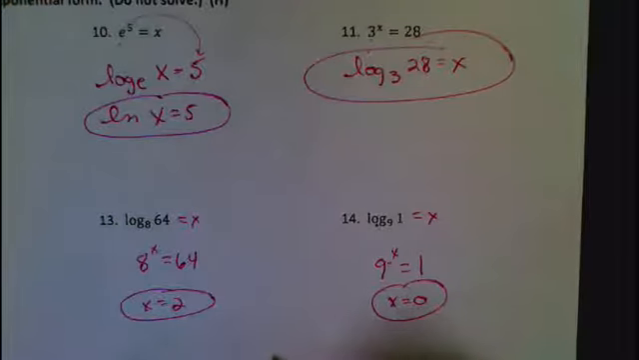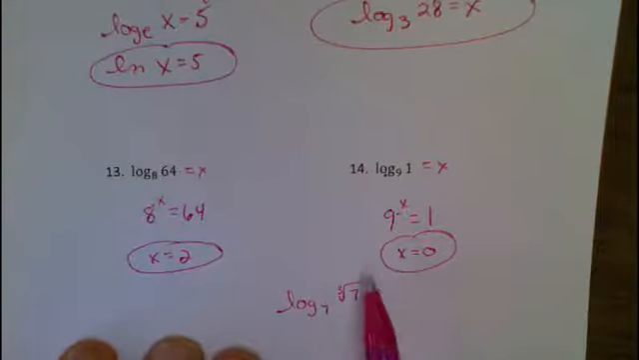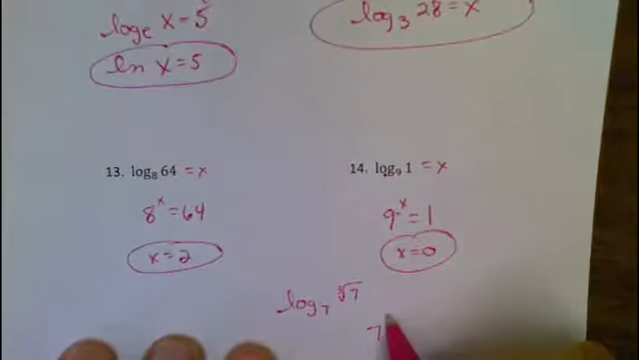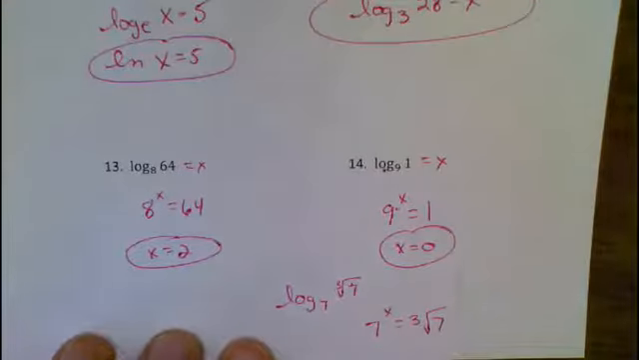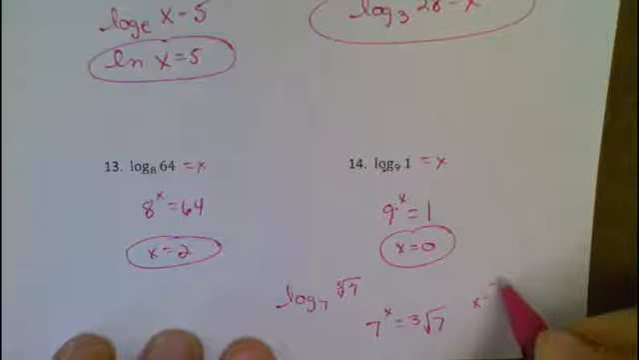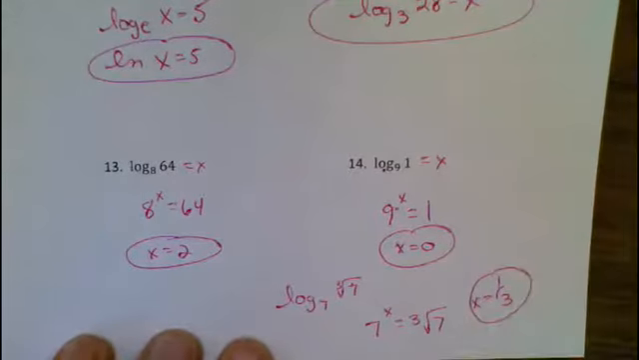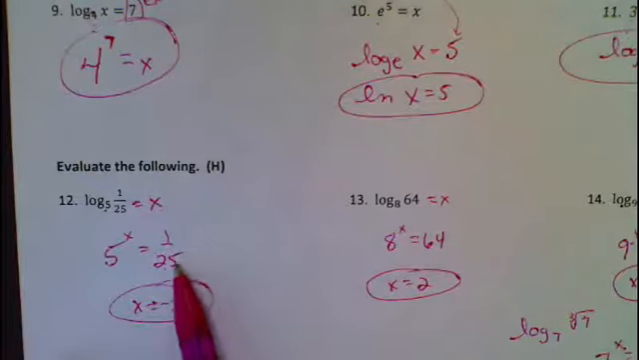Now I could do something like log base 7 of the square root of 7, or the cubed root of 7. Log base 7 of the cubed root of 7, you're saying 7 raised to what power gives me the cubed root of 7? Well, 7 to the 1/3 power. So x is 1/3. So then you have fractional exponents. So know all of those things: if you have a radical, then it's a fractional exponent. If you have 1 over something, so that you have a fraction, then you're going to have a negative exponent.